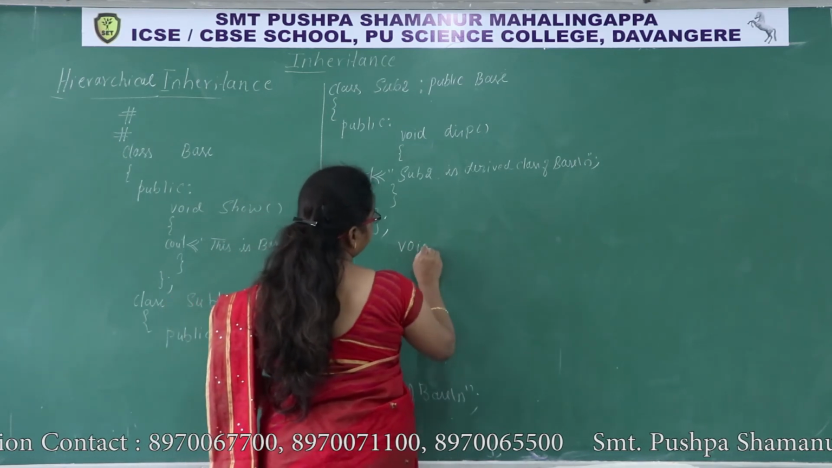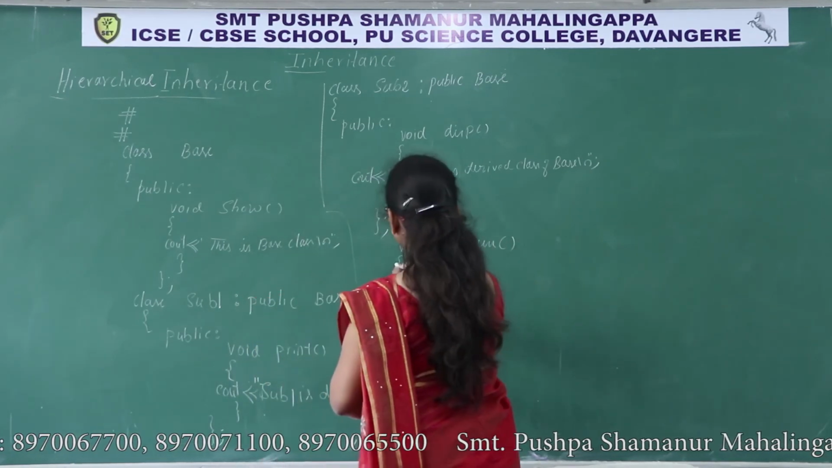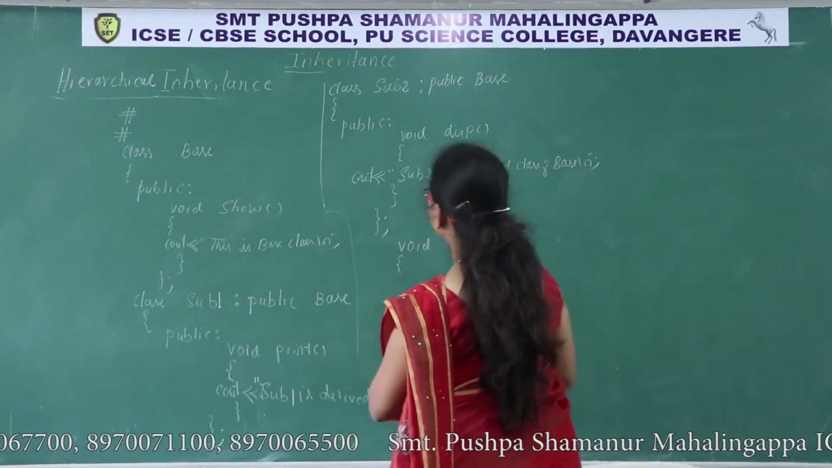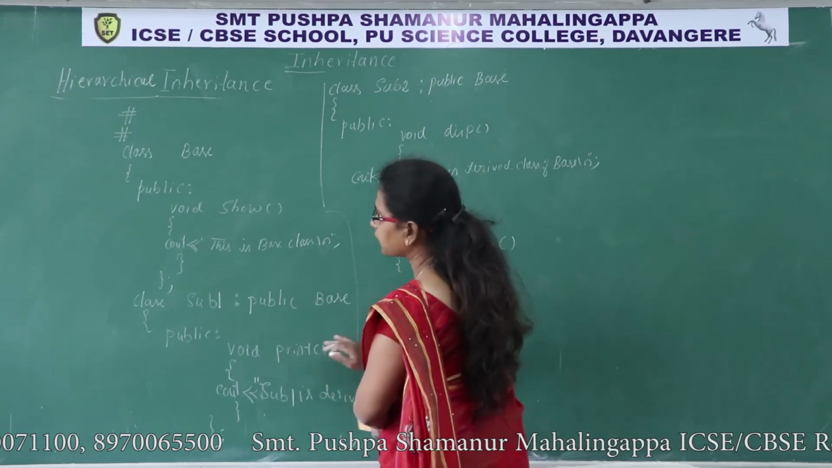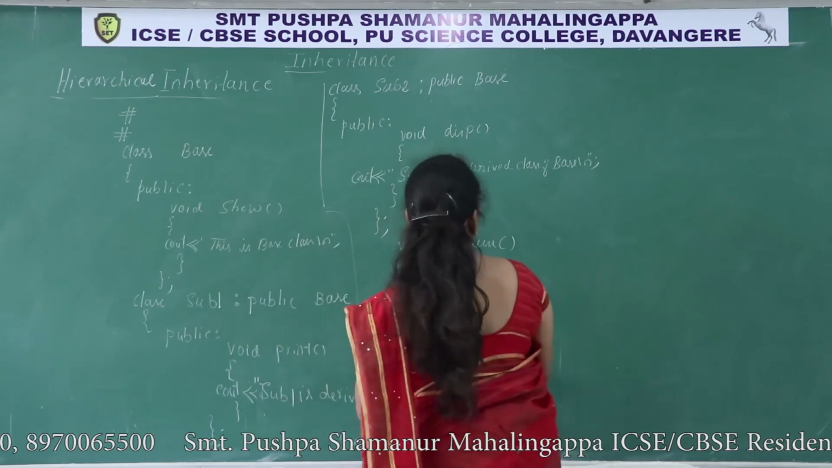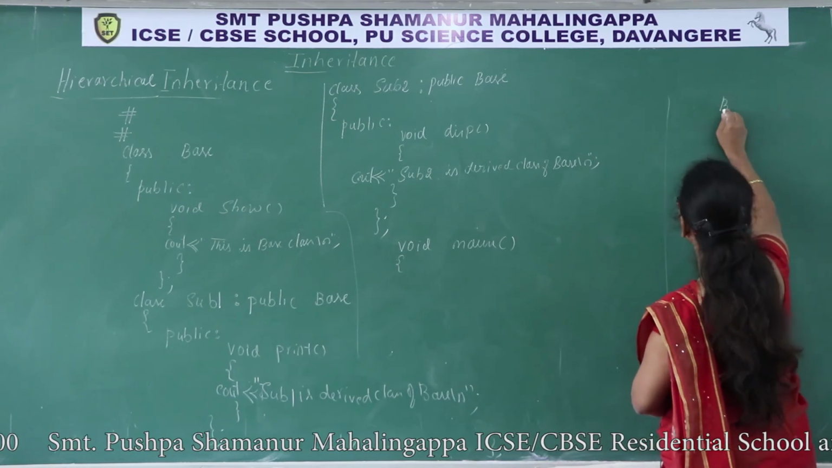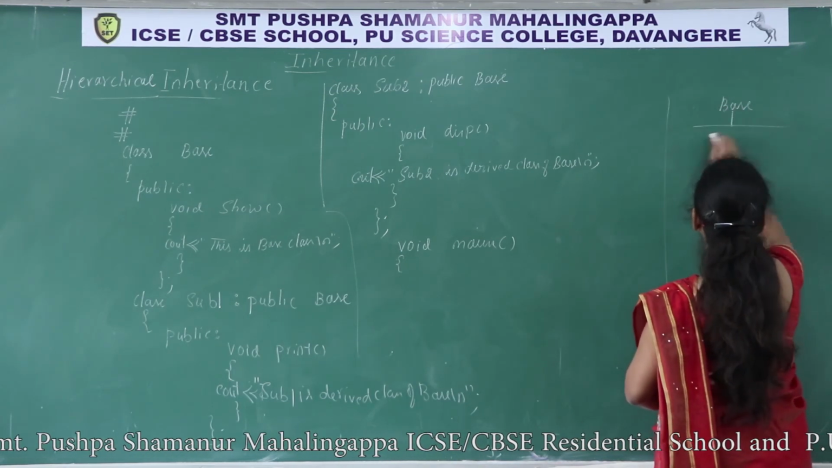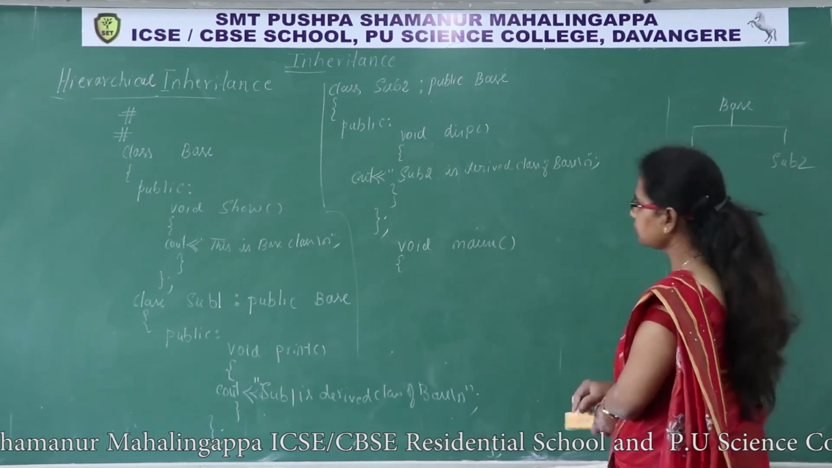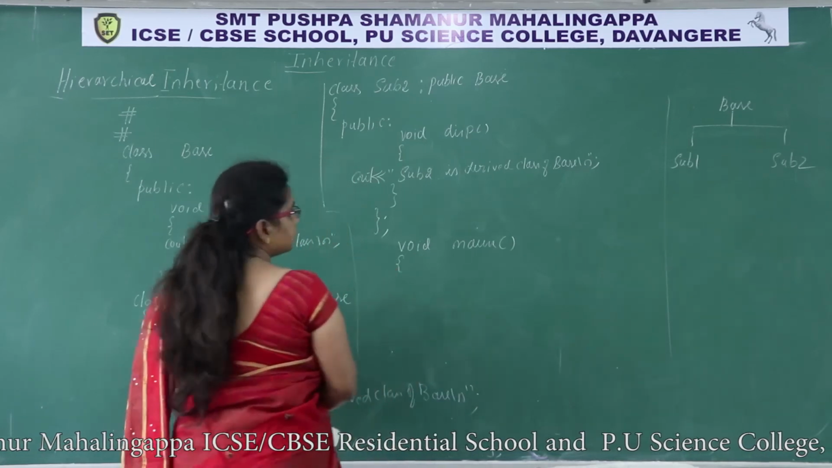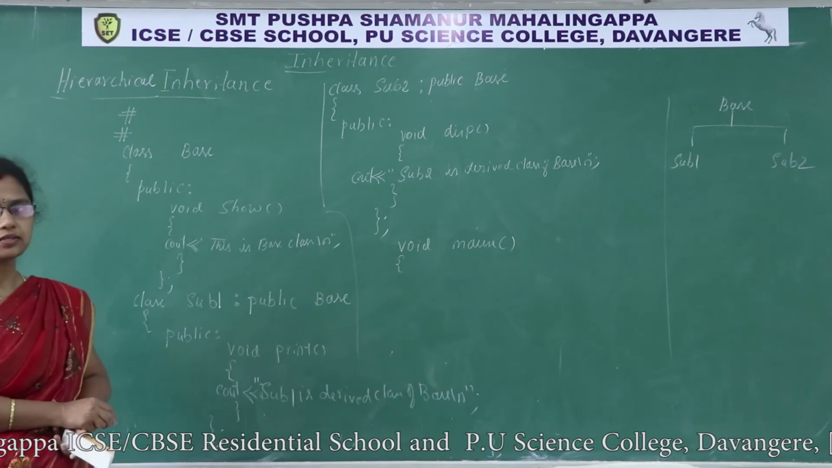Now I'll take main function, void main. Here, sub 1 and sub 2 are the derived classes of this class. So the pictorial representation would be like this: base, sub 1 and sub 2. I have to create an object for both classes in order to access a particular class member function.